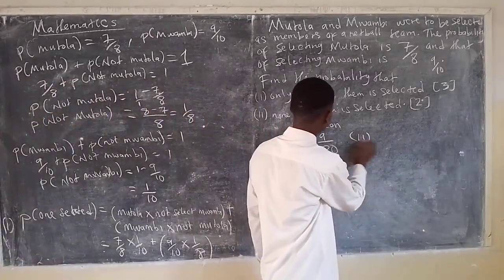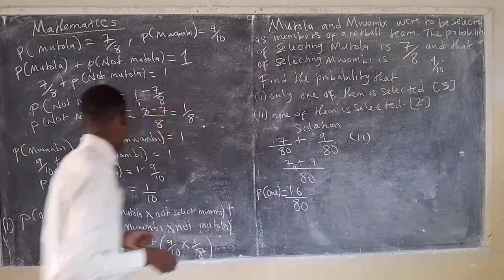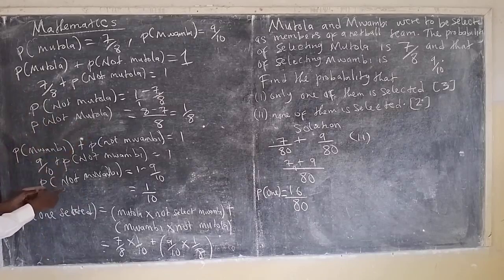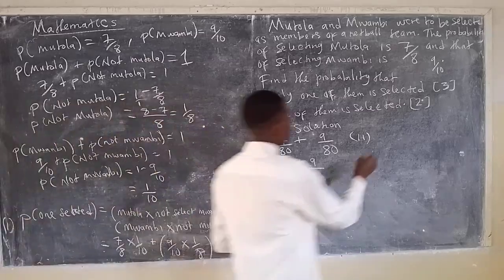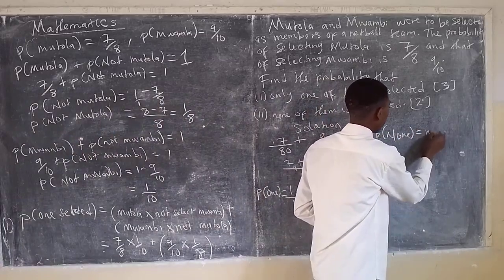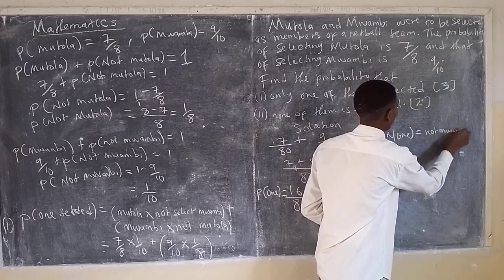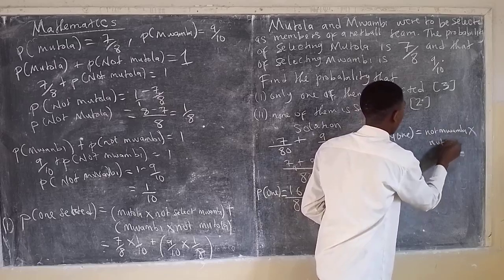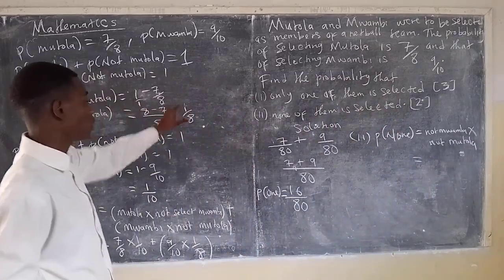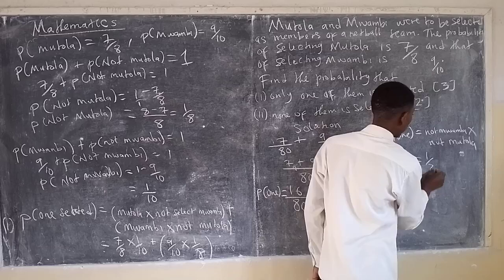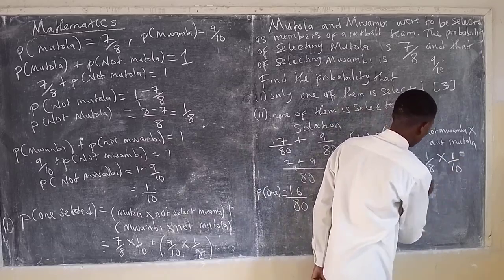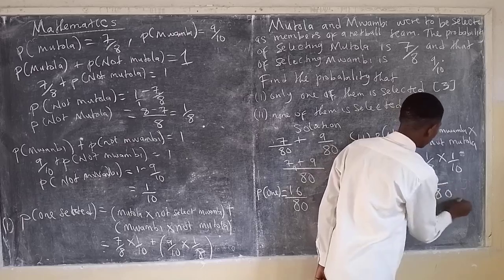Then, looking at the second one, none of them is selected. We are going to get the probability of not selecting Mutola and the probability of not selecting Mwami. So the probability of none should be equal to not Mwami times not Mutola. We have 1 over 8 times 1 over 10, and when we multiply them, we have 1 over 80 as the outcome.